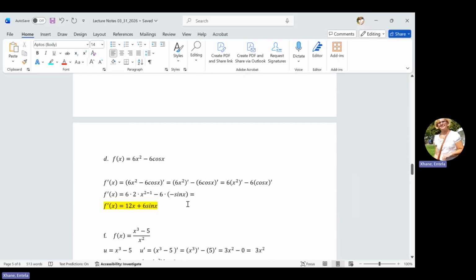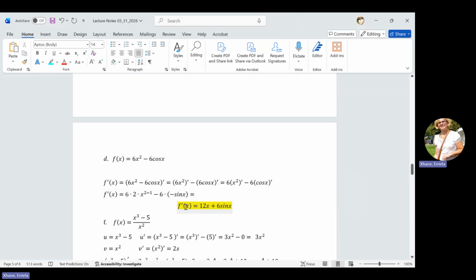And now you have to simplify. 6 times 2 is 12. x to the power 1 is x. A negative times a negative becomes a positive, and 6 times sine of x is 6 sine of x. That's it. That's the derivative. That is the solution of part D.